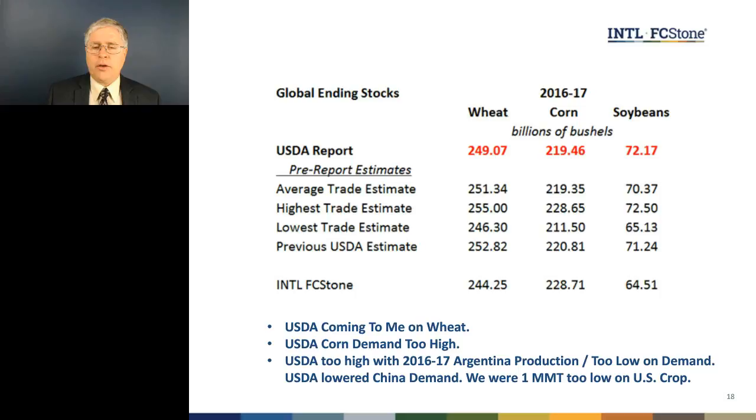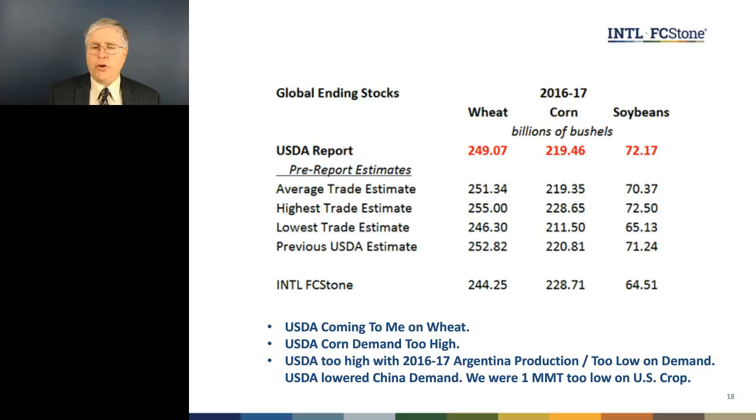And look at it compared to my estimates here for INTL FCStone. On the wheat, I've been consistent with this world wheat stocks estimate, and USDA is coming down toward my estimates there. On corn, the primary difference is that our yield estimate, based on our survey, is higher than USDA's for the United States, and our estimation of demand is smaller than what USDA has. Those two things account for the difference between us and USDA on ending stocks.